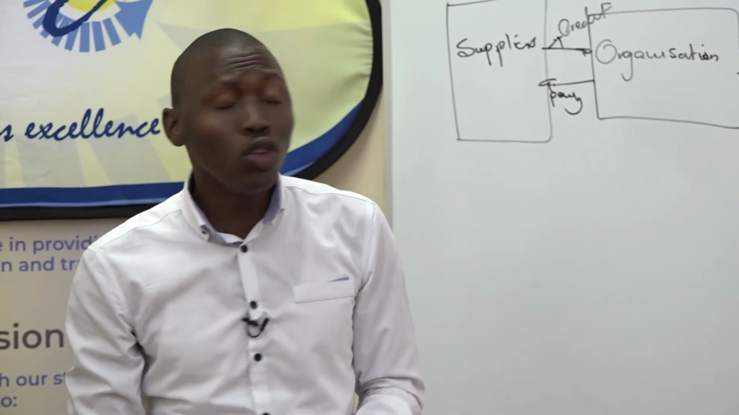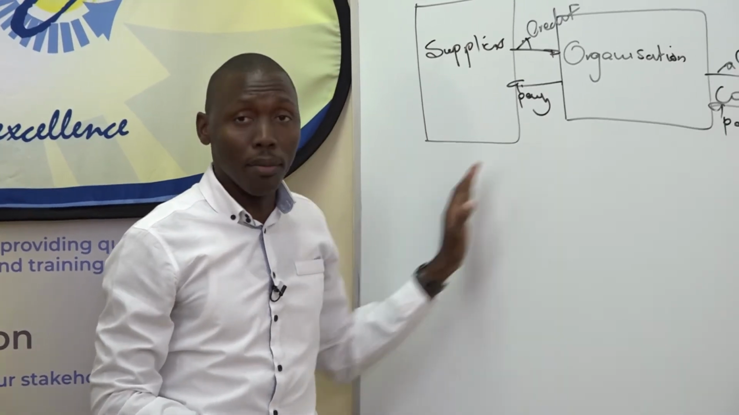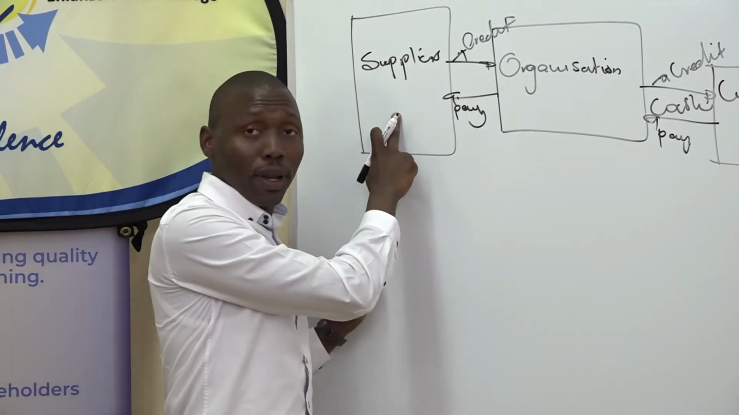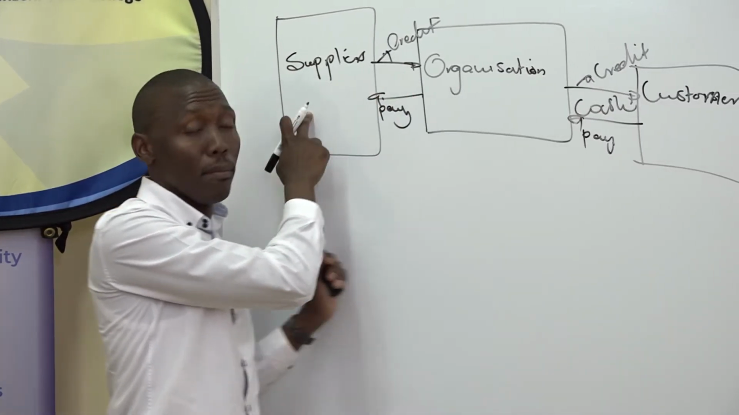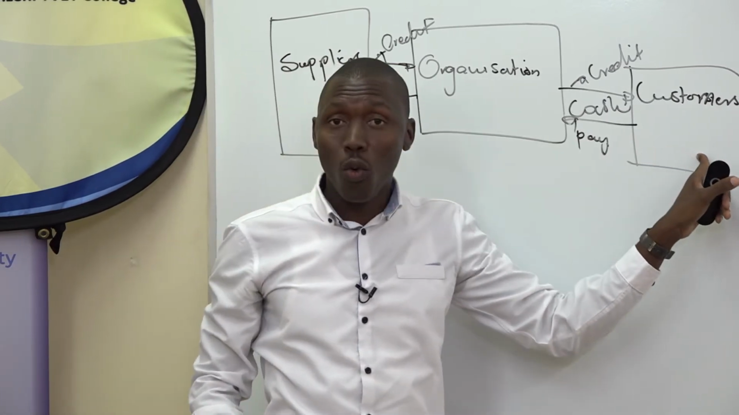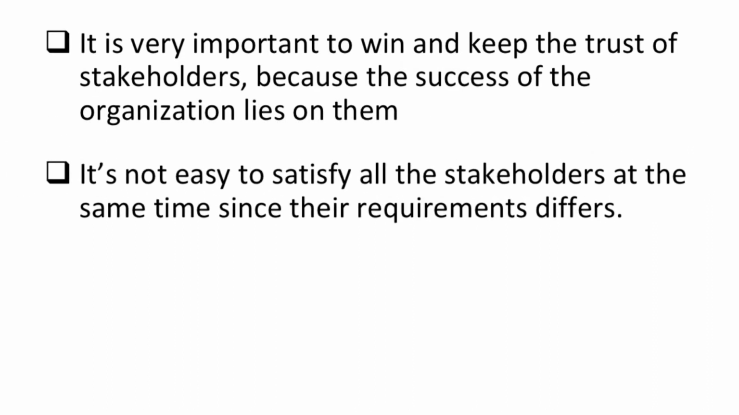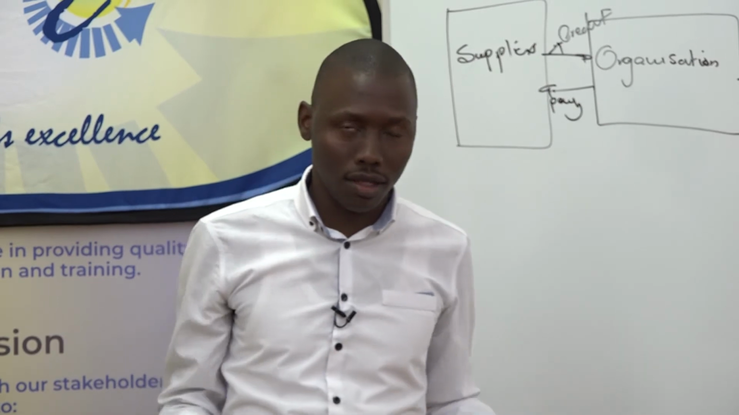Now remember, how do we keep and win the trust of our stakeholders? We win them by always being reliable to them. To the suppliers, when they provide us with goods and services, we must pay them back. To our customers, we must provide quality products. Another thing, it is not easy to satisfy all stakeholders at the same time, the reason being that their requirements differ. As stakeholders, we require different things. We don't require the same thing.